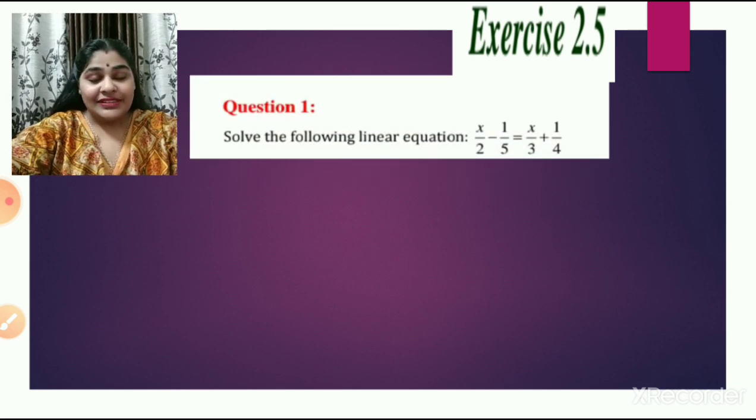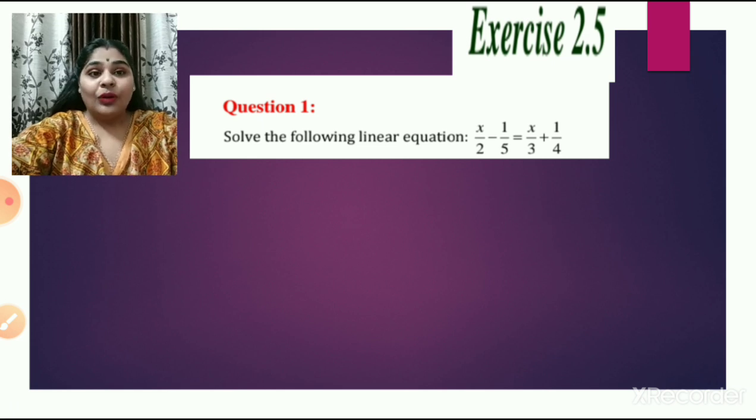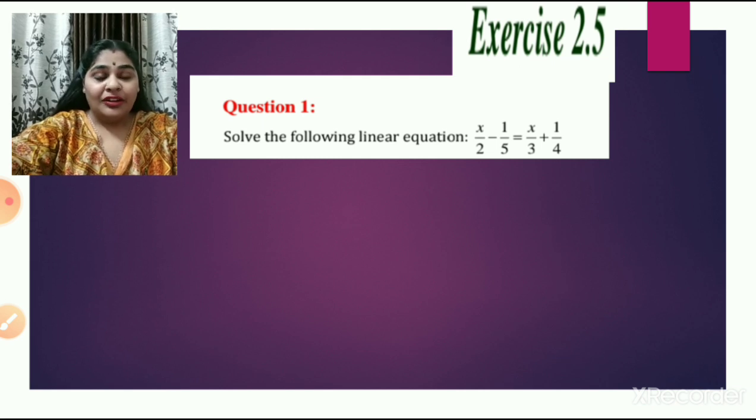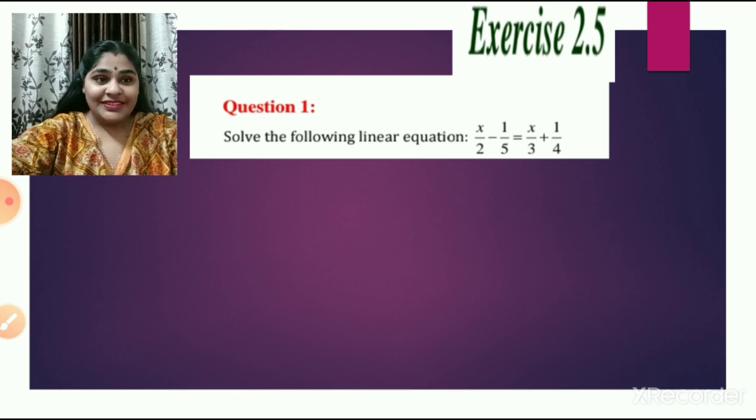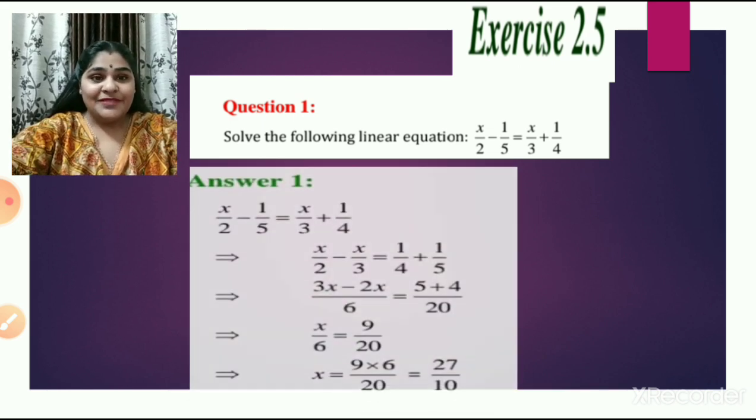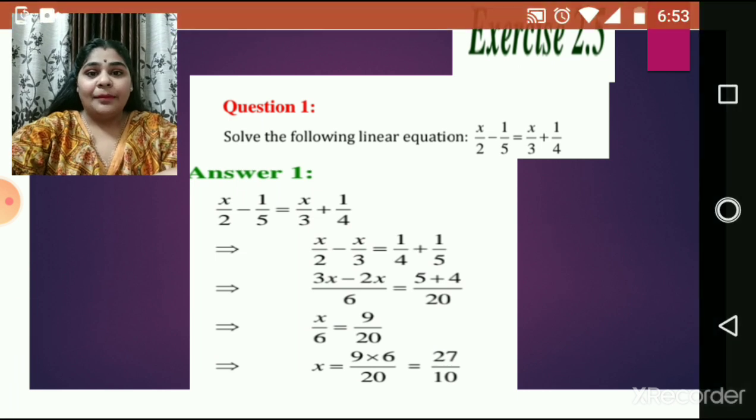So exercise 2.5, question number 1 on your screen. Solve the following linear equation: x upon 2 minus 1 upon 5 is equal to x upon 3 plus 1 upon 4. First thing we can do is bring all the terms which consist of the variable to one side and constants to the other side.